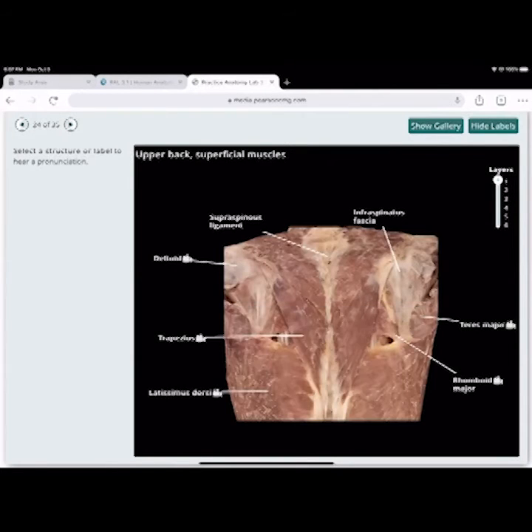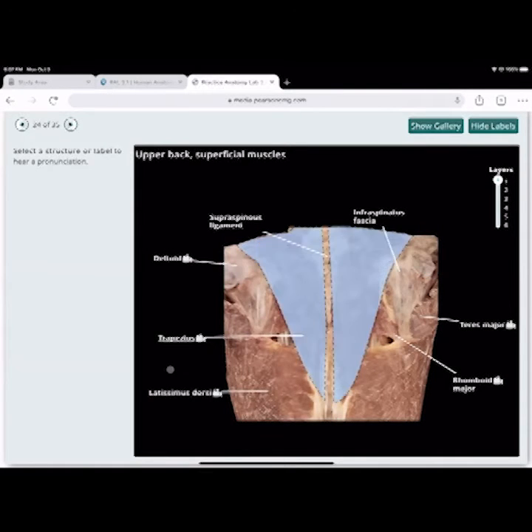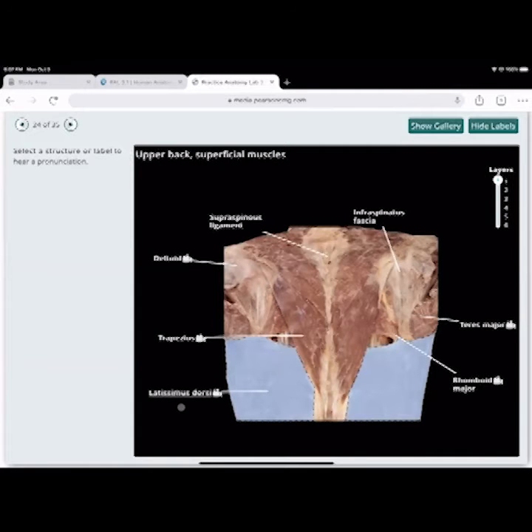Okay, this is the back. Part of the back. And we got the supraspinous ligament, because that runs down the spine. We got the deltoid muscle. We got the trapezius muscle. And we got the latissimus dorsi muscles.